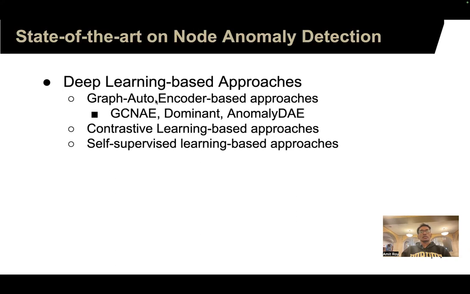Also, there could be deep learning based approaches, say graph autoencoder based approaches, say GCN autoencoder, DOMINANT, AnomalyDAE. But the problem of deep learning approaches or graph autoencoder based approaches is they use link prediction loss, which is not quite suited for the graph anomaly detection task that aims at learning the distribution. Rather, it is more suited for link prediction because they bring nodes with similar features closer together in the latent space. Also, there could be contrastive learning based approaches and self-supervised learning based approaches.